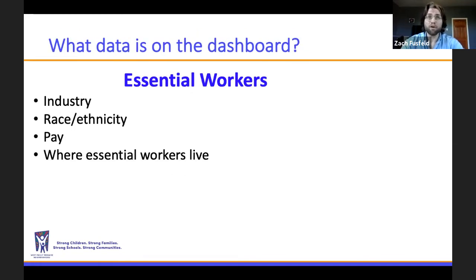So just as a brief overview, information on industry, race, ethnicity, pay, as well as where essential workers lived ultimately ended up in some form of the dashboard. But I'm only going to be talking about industry, race, ethnicity, and pay, as this was the only data from this dashboard which came from the ACS PUMS data.